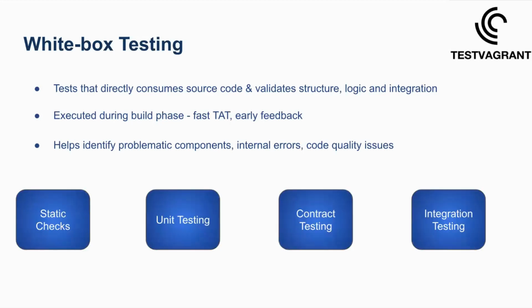Under white box testing, we have four different kinds of standard practices: static checks, unit, contract, and integration. Now let's look at each one of them individually and see what the best practices are on these white box testing approaches.